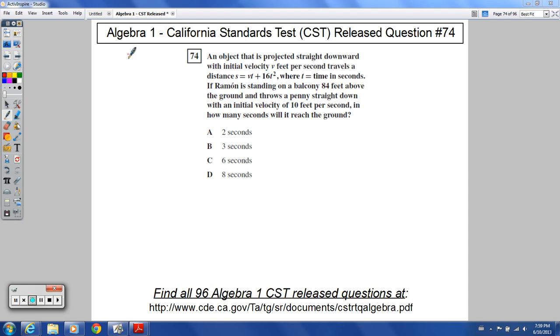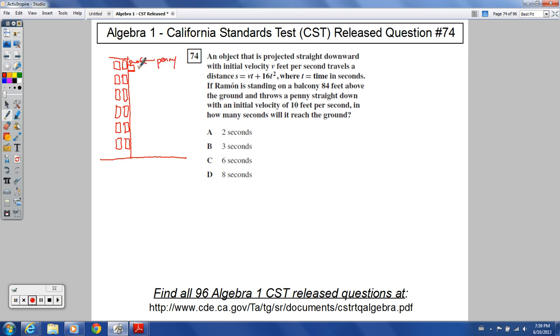So let's draw a building. If we can in math, always a good idea to draw a picture. This one's going to have some windows here, and Ramon is pretty high up. He's 84 feet up in the air, standing on a balcony. We'll say this is the ground level right here. So he's up here, standing on a balcony, and he's got his penny right here.